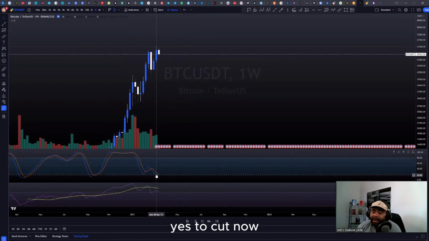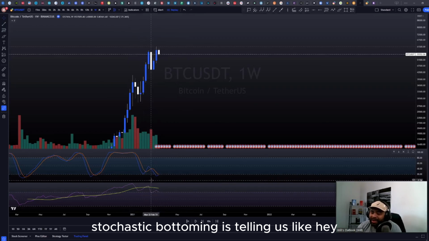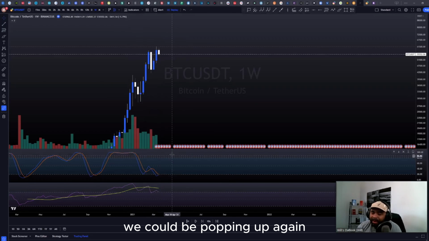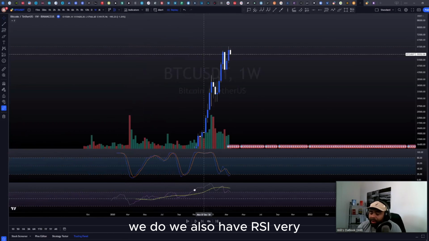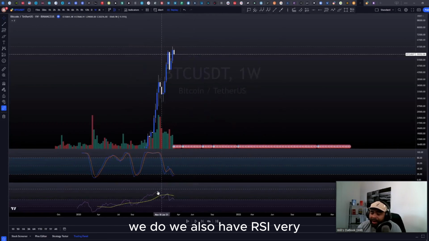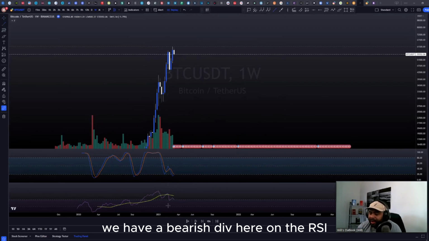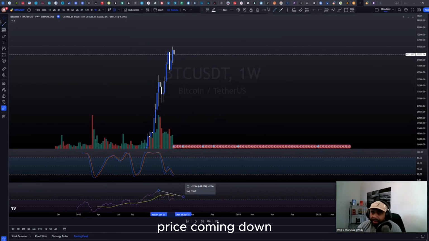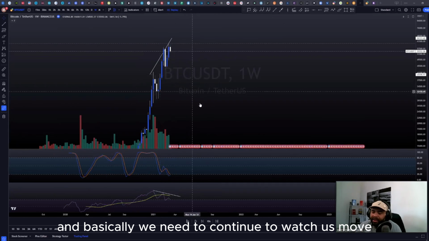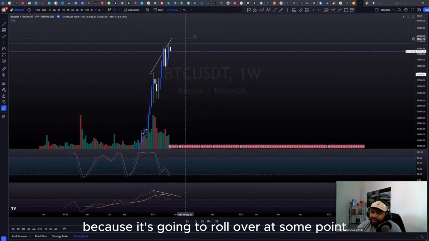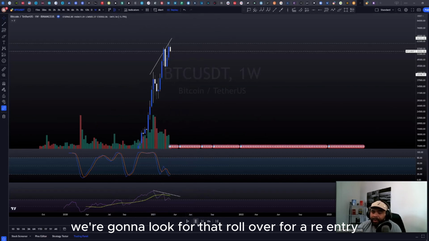We have stochastic. Now here's the issue. We have stochastic bottoming, right? Stochastic bottoming is telling us, hey, we could be popping up again, even though we're looking like we're catching resistance. We also have RSI very, very overbought. We have a bearish div here on the RSI. Price coming down, we have price going up. That's your bear div. And basically we need to continue to watch this move because it's going to roll over at some point, and we're going to look for that rollover for a re-entry.